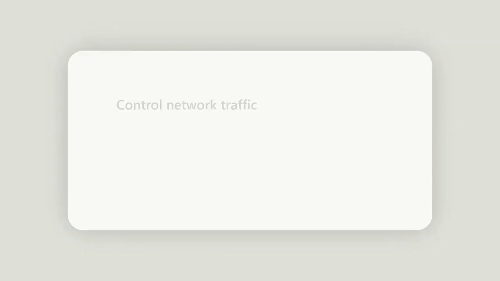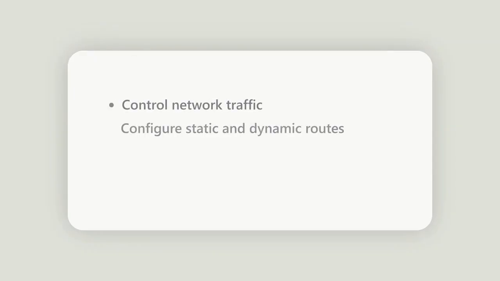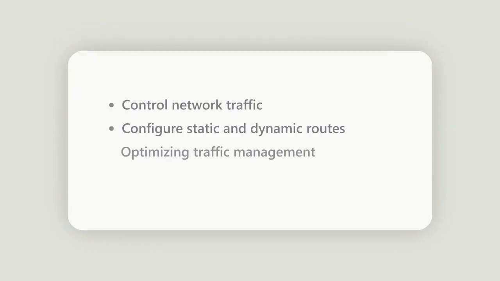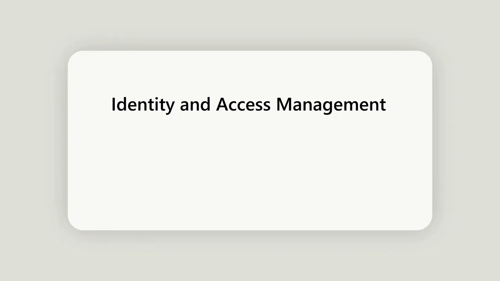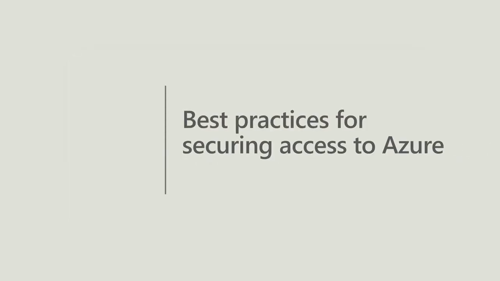With route tables, you learned to control network traffic, configure static and dynamic routes, and optimize traffic management, ensuring a robust and efficient network. Identity and access management, or IAM, was another critical area. You explored how to manage users, groups, and roles through RBAC, as well as how to define custom roles to maintain security and compliance. Next, best practices for securing access to Azure resources through IAM demonstrated how to configure roles and permissions carefully to ensure only authorized users had access to critical resources.